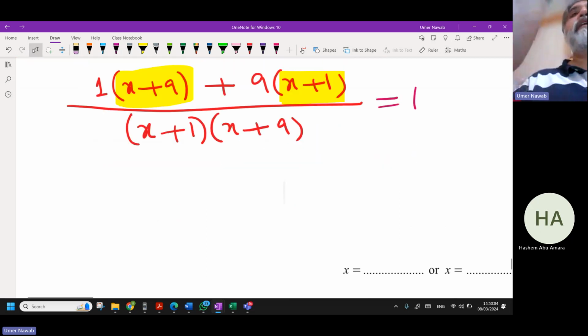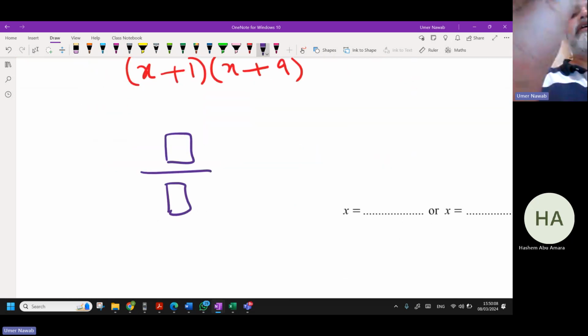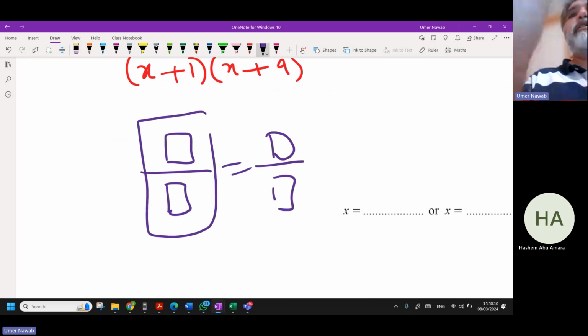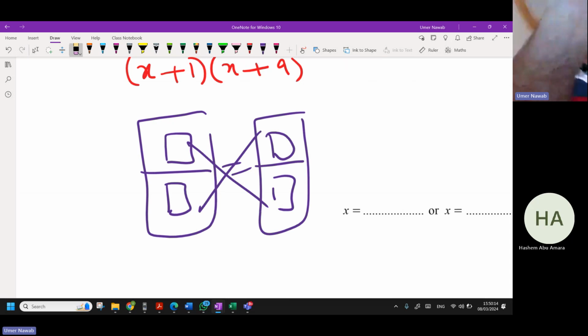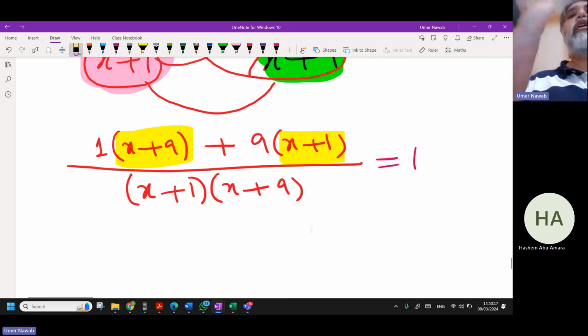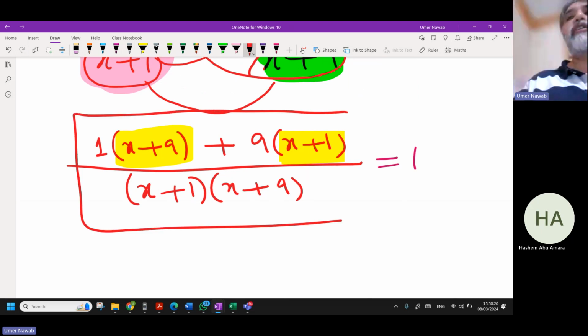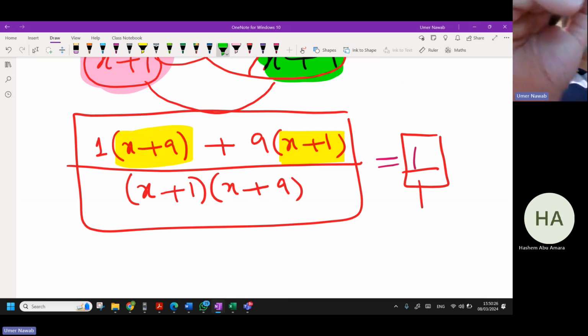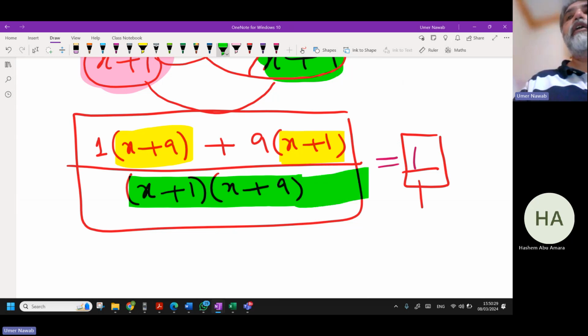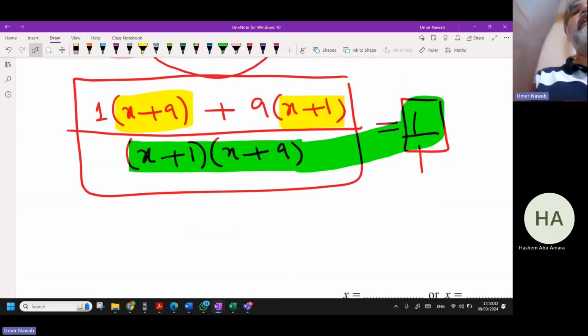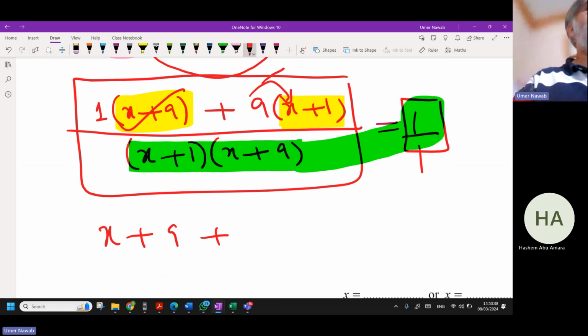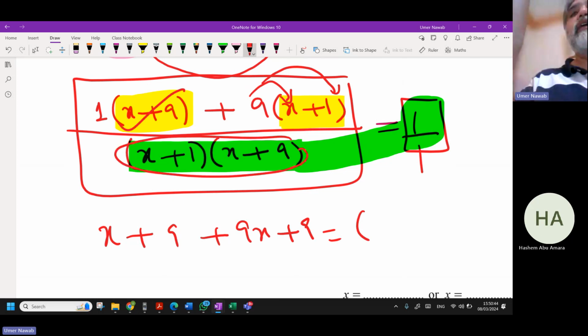Now, in mathematics, we have learned that whenever you have a single fraction here and a single fraction here, you are allowed to do cross multiplication. So I am allowed now to apply the cross multiplication because I have a single fraction on each side. Cross multiplication means this x plus 1 and x plus 9 should multiply with 1. On the left hand side, try to open the bracket. So x plus 9, 9 multiplied inside, guys, gives you 9x plus 9 is equal to, and this whole thing has gone here, x plus 1 and x plus 9.